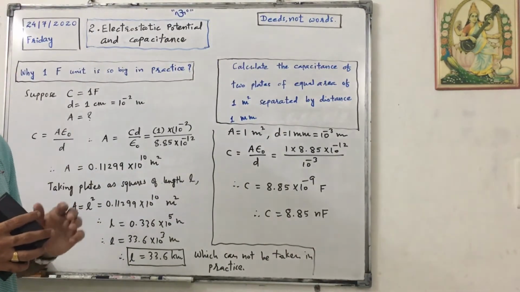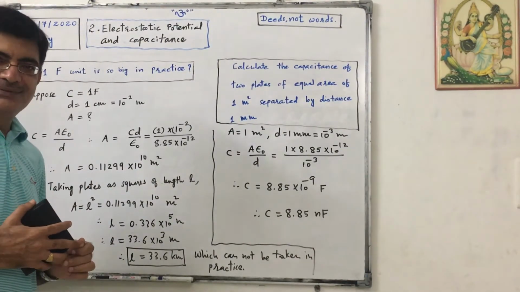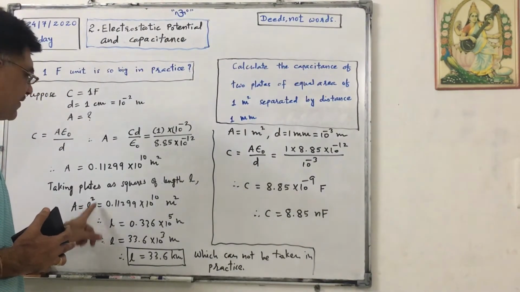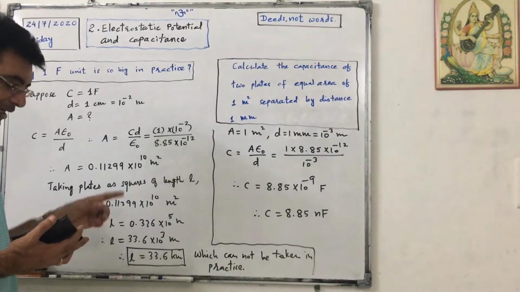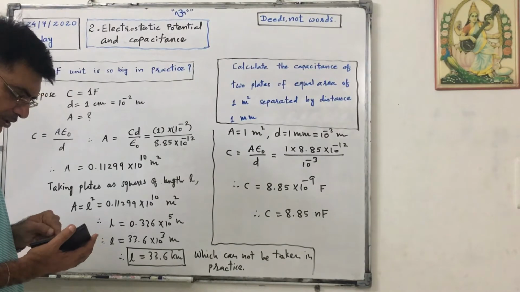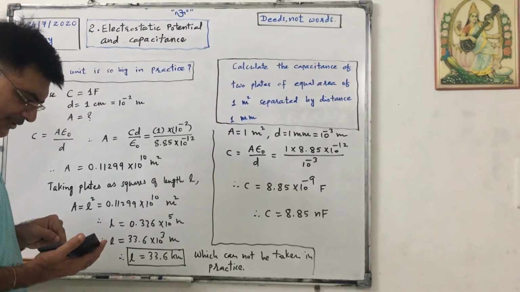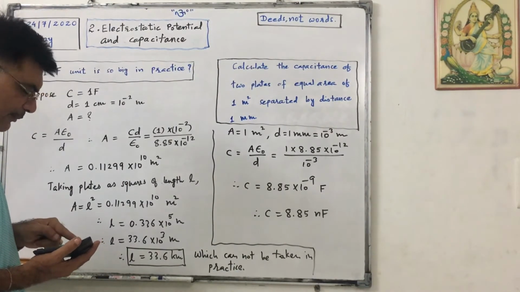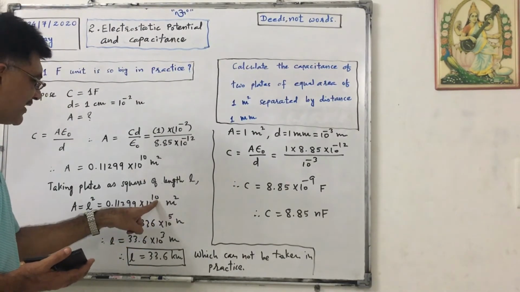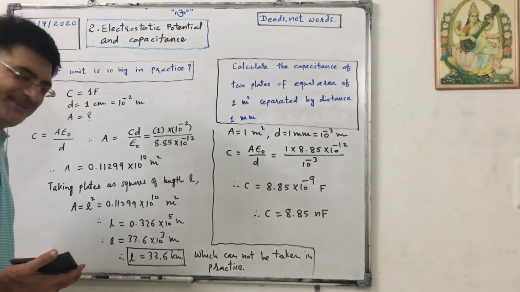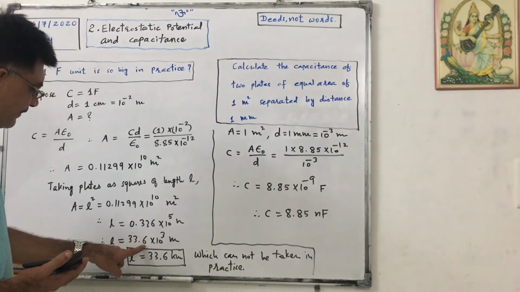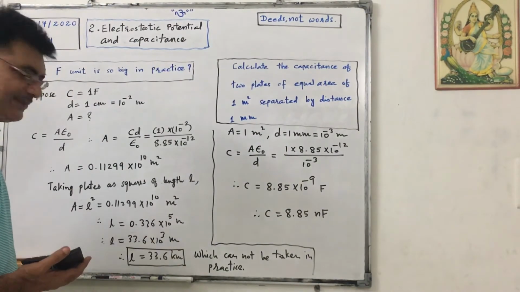Now suppose both the plates are square, having length small l. In that case, area can be taken as L square. So this is the value of L square, so I have to take the square root of this. The square root of 0.11299 will be 0.3361, but we can take 0.336, and the square root of 10 raised to 10 is 10 raised to 5 meter. Now this can be written as 33.6 into 10 raised to 3 meter.